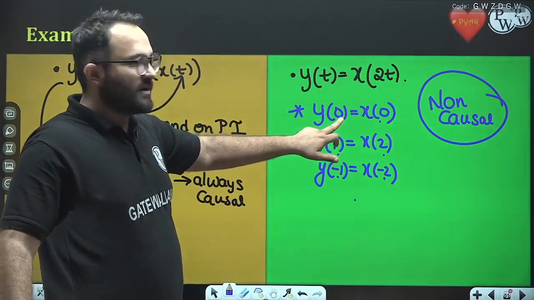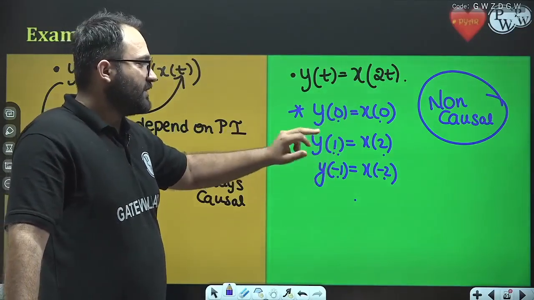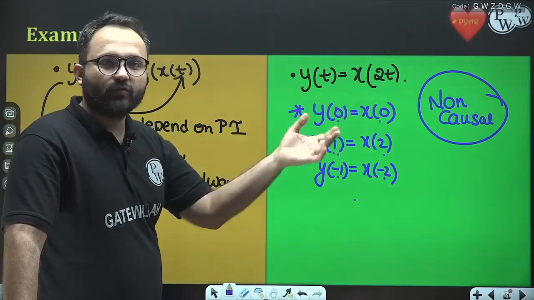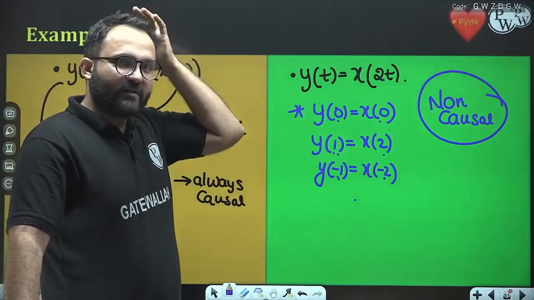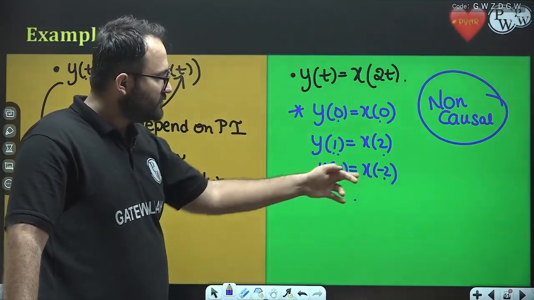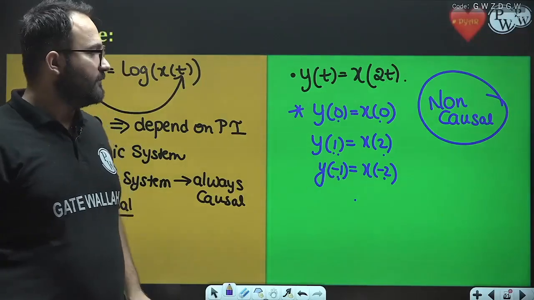The present output at t equals 0 is dependent on x at 0 only. The output at t equals 1 is dependent on x of 2, meaning it is dependent on the future. Y of -1 is dependent on x of -2, meaning it is dependent on past values. Okay, so now let's move on.